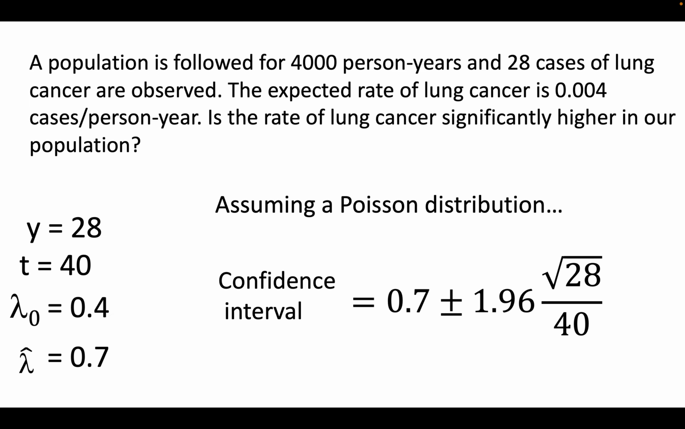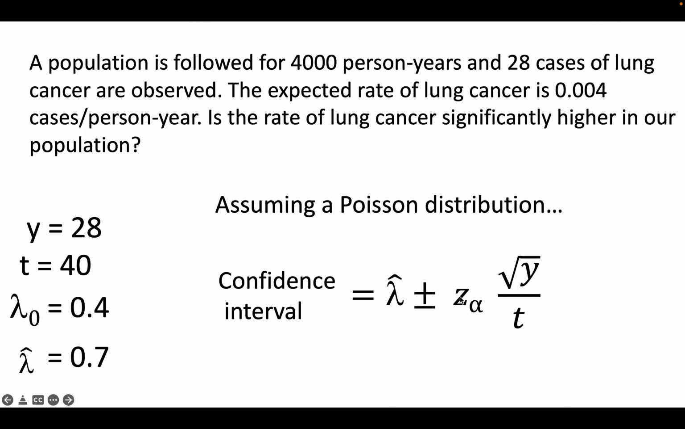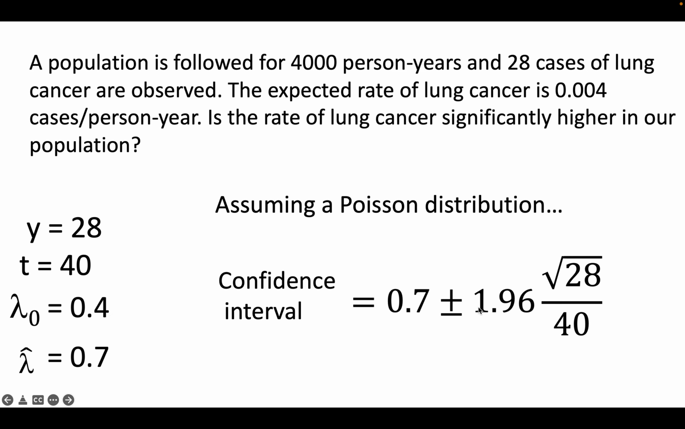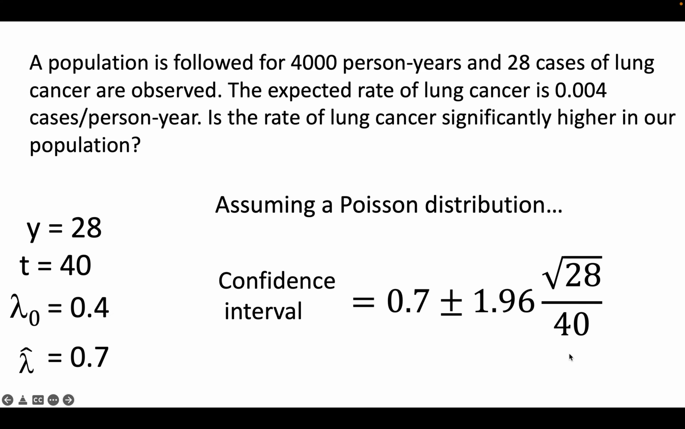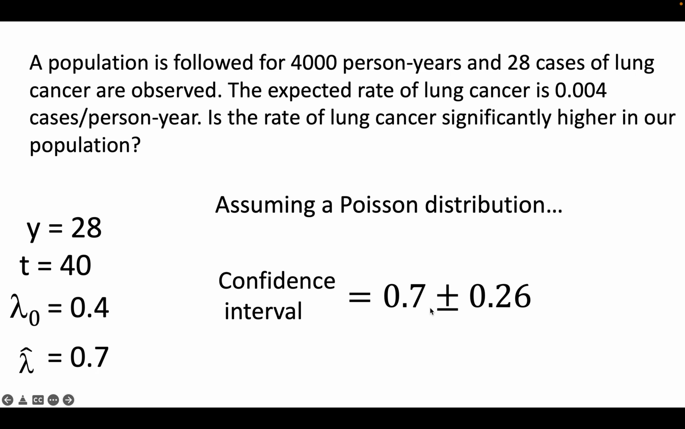Inputting the information, we have a rate of 0.7. We're assuming alpha of 0.05, so it would be significant if p is less than 0.05. We put 1.96 for Z alpha. Root y, we had 28 events, and t is 40 just because we scaled. So it would be 0.7 plus minus 0.26. And if we do this confidence interval, it comes out to 0.44 to 0.96.